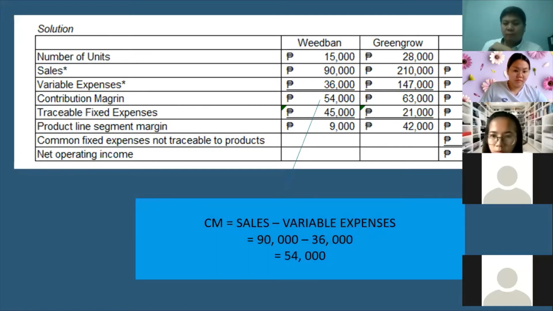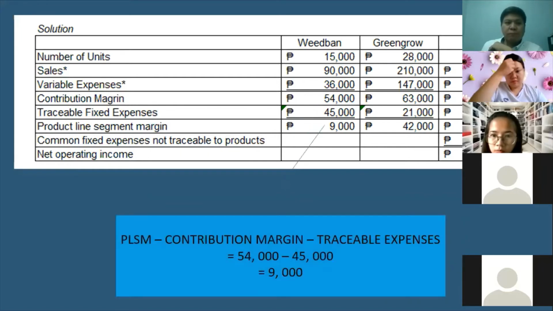Okay, next slides po. Sa product line segment margin naman po, halos subtract lang po tayo. The PLSM is the contribution margin less the traceable fixed expense, which is the 54,000 less the 45,000 of traceable fixed expense. So we can get the 9,000. All formulas from the Wheat Ban, we will use the same procedure po sa Green Grow. And we will total all of them.